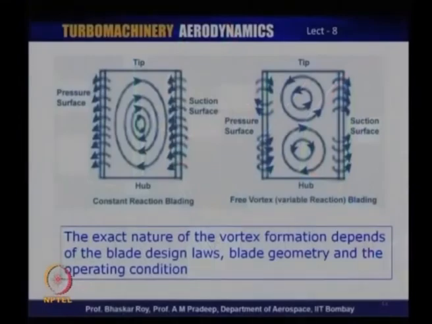So, what happens is that the vortex formation from hub to the tip of the blade depends on design laws that we are discussing, it depends on the blade geometry, and very importantly, it depends on the operating condition. You see, we have talked about before, the blade is designed at a particular operating point, which is known as the design point, but the engine and the blades, the compressors, would have to operate under various operating conditions, where the speed of rotation RPM, the mass flows are different from the design point. So, if the operating point is away from the design point, it would indeed impact on the vortex formation. The vortex formation depends on three things: design laws, blade geometry, and the operating condition at which the blade is operating.